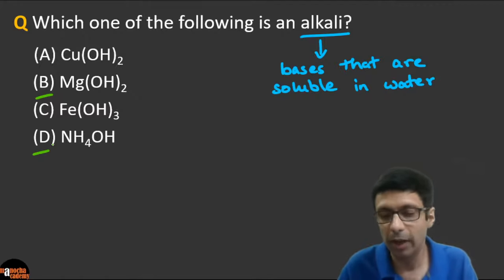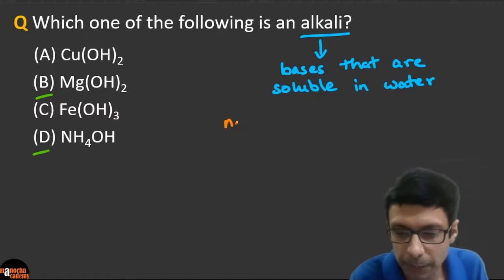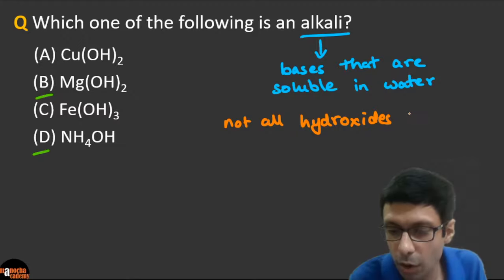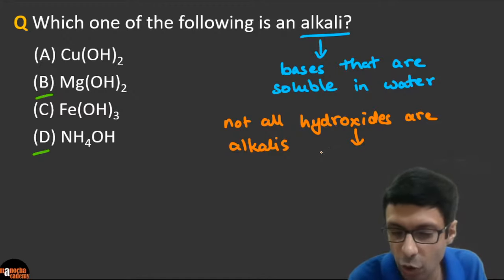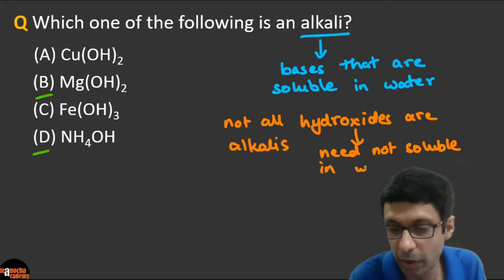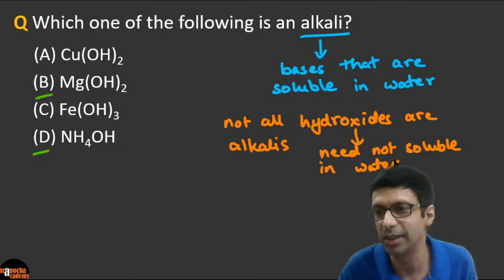Okay, so one very important thing for you to know is that not all hydroxides are alkalis. This is a very common confusion. Not all hydroxides are alkalis. Why? Because all the hydroxides need not be soluble in water. This is very important. It's a common confusion. The moment you see hydroxide, you think, oh, this guy's an alkali.